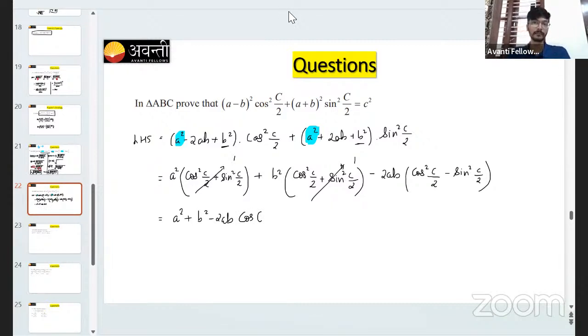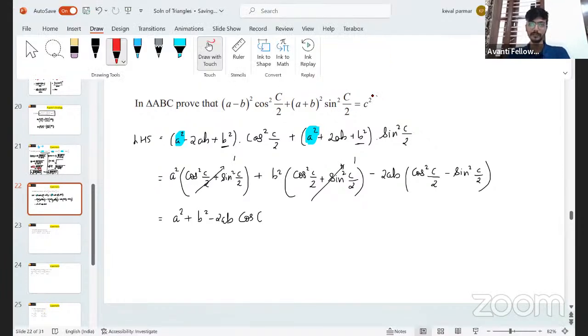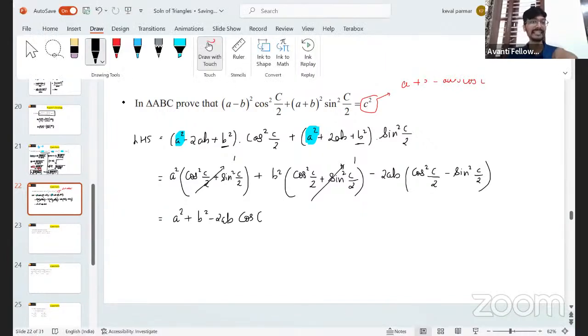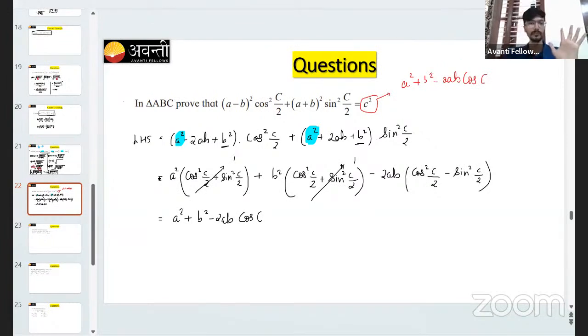What can I write c square as? I can write c square by the cosine rule as a square plus b square minus 2ab cos C, the other form which we discussed, which I said we'll rarely use, but here it got used. So this is equal to c square, which is equal to the RHS. Got it? So this is the proof. The smart thing we did was take 2ab common and use the identity cos square plus sin square is 1. Okay, now I am happy.